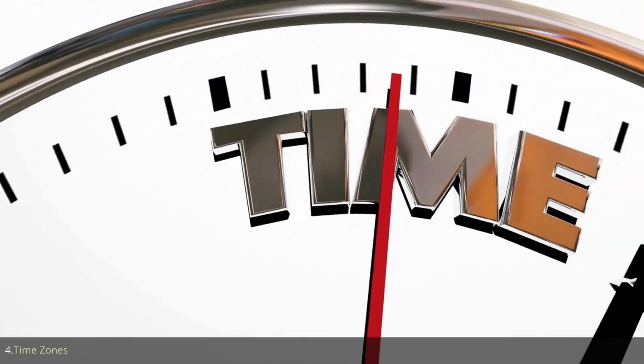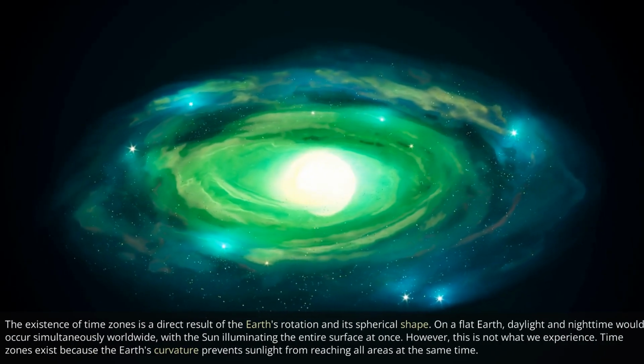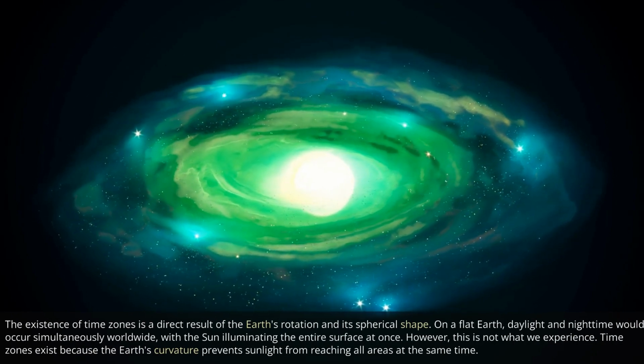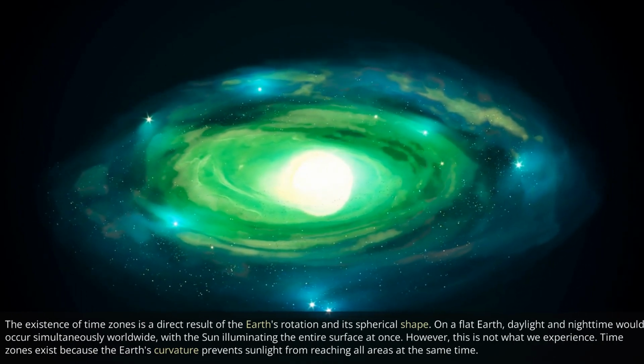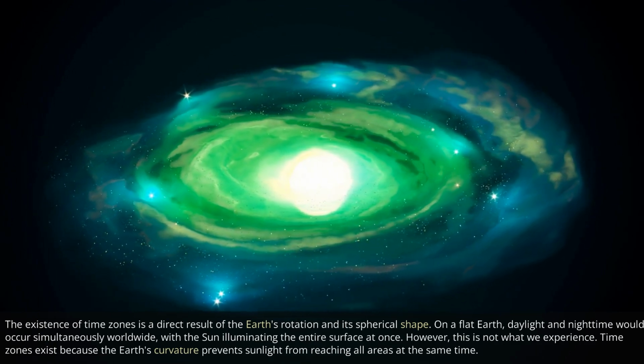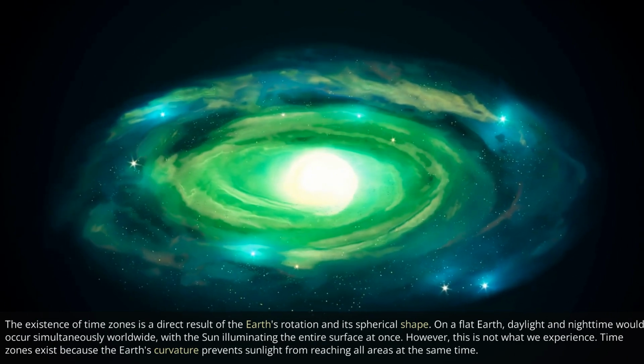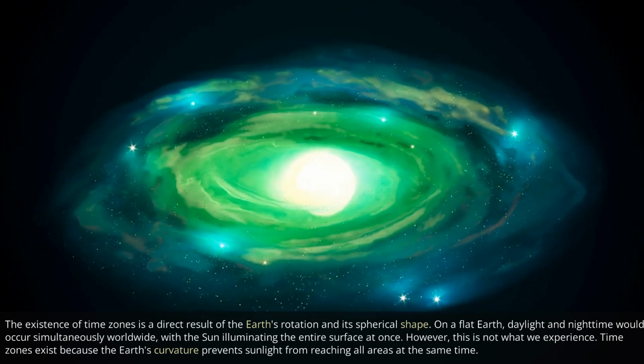4. Time zones. The existence of time zones is a direct result of the Earth's rotation in its spherical shape. On a flat Earth, daylight and nighttime would occur simultaneously worldwide, with the Sun illuminating the entire surface at once. However, this is not what we experience. Time zones exist because the Earth's curvature prevents sunlight from reaching all areas at the same time.